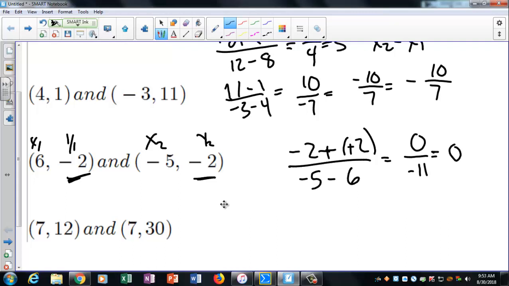All right. Just real quick, because I want to talk about that, and I want to talk about the next one. 30 minus 12 over 7 minus 7, which gives you 18 over 0, and what is that? And that is undefined.